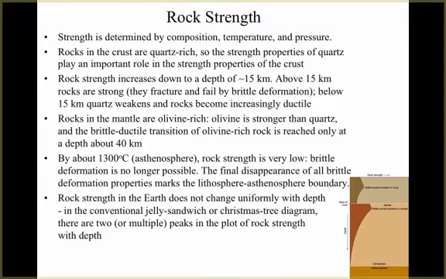Then rocks in the mantle are olivine rich, and olivine is stronger than quartz. And the brittle-ductile transition of an olivine-rich rock is reached only at about a depth of 40 kilometers. So in the mantle, we have olivine increasing in strength briefly with depth in the upper mantle, and then weakening below about 40 kilometers.